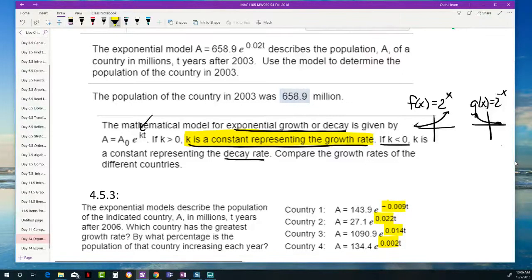A negative is not a growth rate at all, right? That would mean that the population is actually declining. So this is actually a declining population. Okay, so definitely not the fastest growth rate. But let's compare these other three. Which one is the biggest value? Well, that would be the 0.022 would be the largest growth rate.